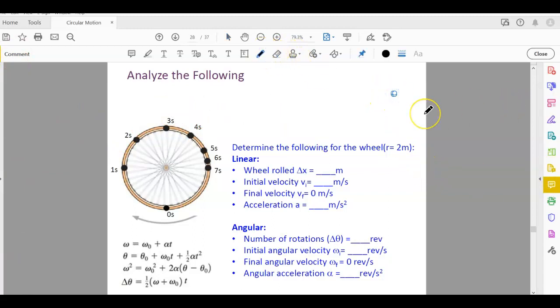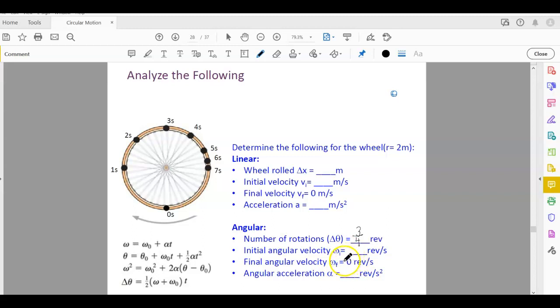Well, let's go ahead and start with the angular information first. So again, it starts at 0 seconds, rotates all the way through 7 seconds, and ends right here. It looks like it leaves a gap of about 90 degrees, or about pi/2 radians. Or if you want to think of it, the gap is about a 1/4 revolution. So this basically goes through 3/4 of a revolution. Okay? And it says right here in the problem, it ends at 0 revolutions per second.